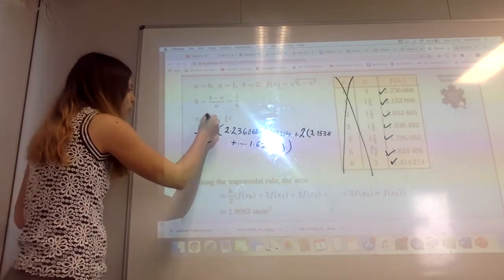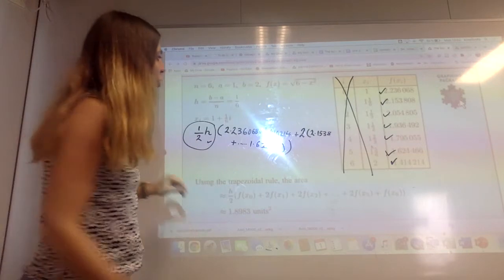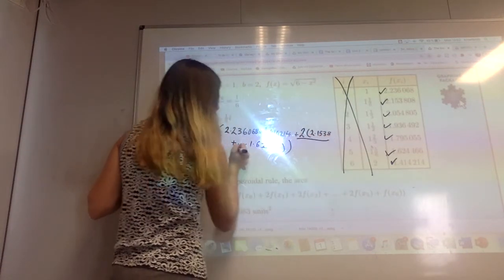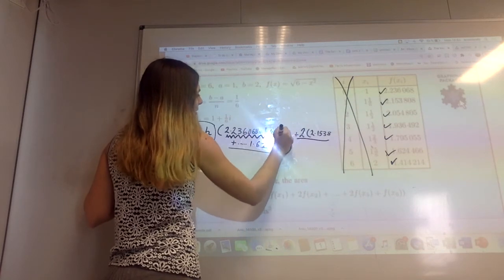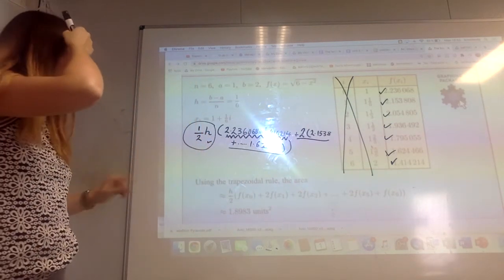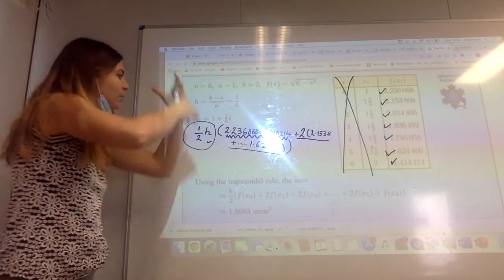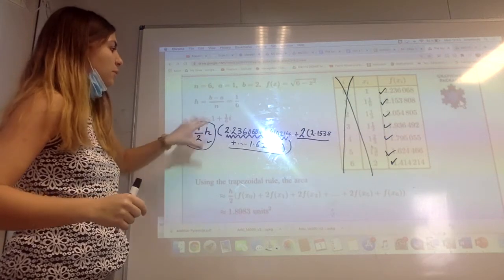You might want to first of all work out the 1/2 of the h. Then the next section you might want to work out the 2 times. And then the next bit you might want to work out the first and the last added together. And that is effectively the trapezium rule. The video explains why it works, but if you don't want to understand why, just remember it's this formula.